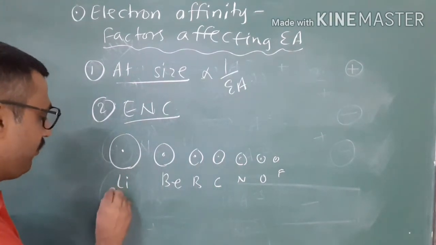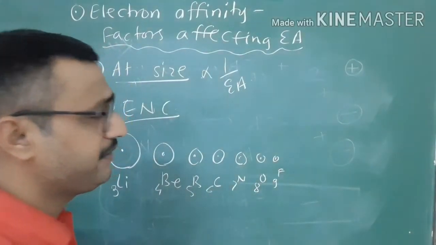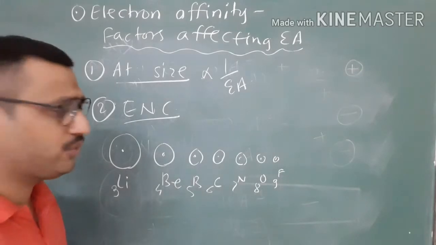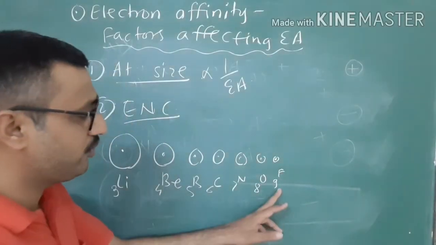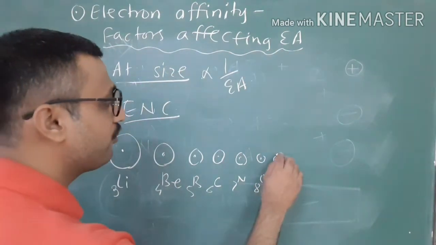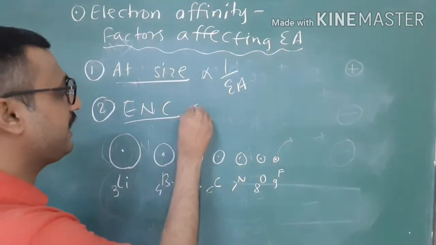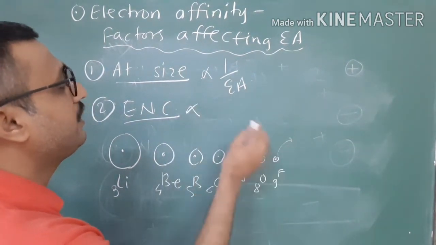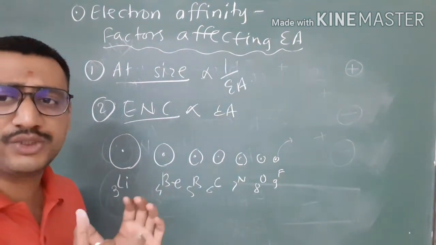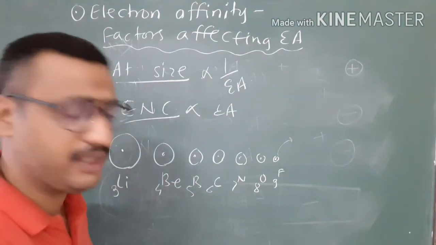So what happens? The number of protons here is 3, 4, 5, 6, nitrogen 7, oxygen 8, fluorine 9. When we put a single electron in all of these separately, the nuclear charge is more in the case of fluorine. The effective nuclear charge of fluorine is more, so more energy will be released. Are you getting? So effective nuclear charge is directly proportional to the electron affinity value. More the ability of the nucleus to pull electrons, more the effective nuclear charge, more the electron affinity value is.